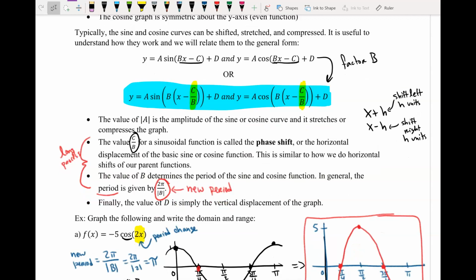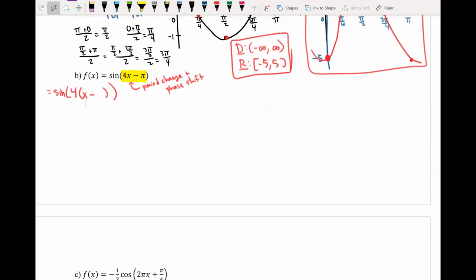So in this case, because I'm factoring out a 4, I'm just going to take this pi and divide it by 4. And you can see that if I re-FOIL this out, it'll cancel out the 4 and you'll get the pi back. All right. So now we have the phase shift, right? The phase shift is going to move everything pi over 4 to the right. Okay, that's what this is saying.